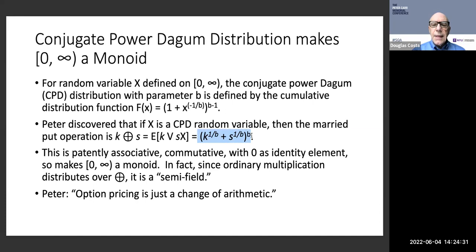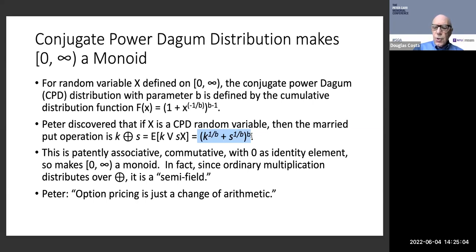And now we can add that ordinary multiplication distributes over this sum. So it's almost like a ring. It's a semi-ring just because there are no additive inverses. There are multiplicative inverses, however, for the positive numbers. So that makes it actually what's called a semi-field. So it's a field except that there are no negatives. So this led Peter to say quite often that option pricing is just a change of arithmetic.